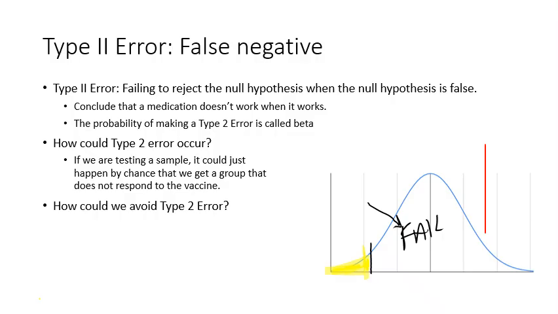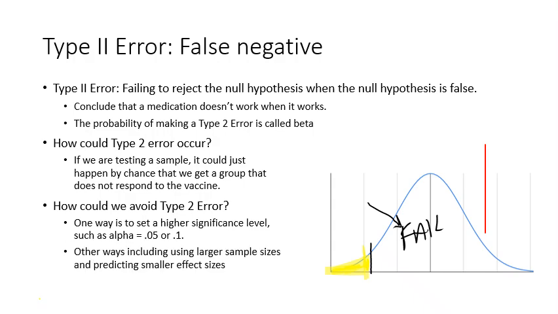And so how do we avoid it? We do just the opposite. We set a little bit higher significance level. So if we think type 2 error would be the bigger deal, then we would use a higher alpha, possibly. Or we could also have larger sample sizes, which impact type 2 error, and smaller effect sizes impact type 2 error.